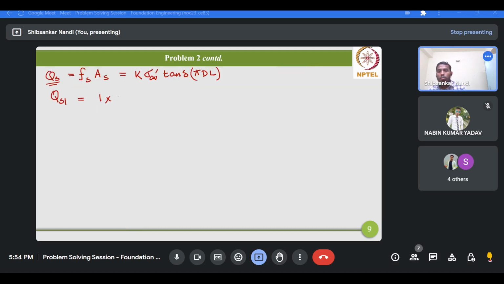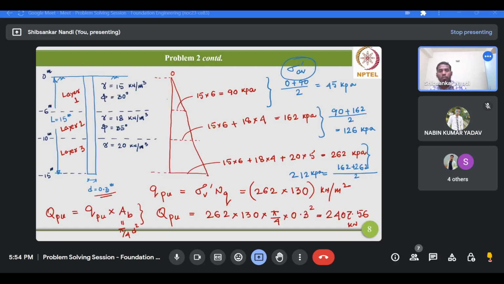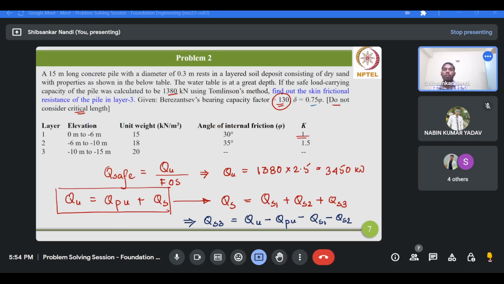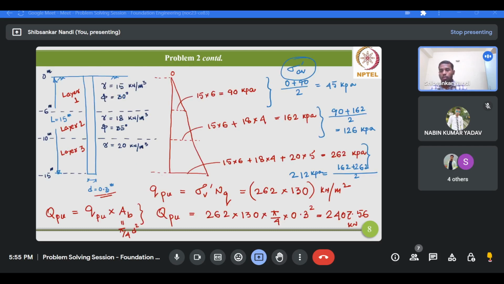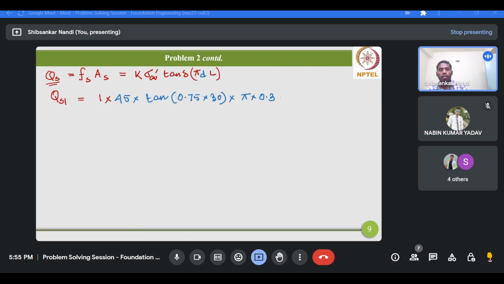Okay, so 1 multiplied by sigma average, this is 45. Then tan delta. What is delta? Delta is basically 0.75 times phi, the friction angle of the soil. Now for the first layer, the friction angle of the soil is 30 degree. So this value would be 0.75 times 30, into pi d l. Pi diameter is 0.3, again this is small d, as shown in this figure. And what about the length of layer 1? This is 6 minus 0, that is 6 meter.